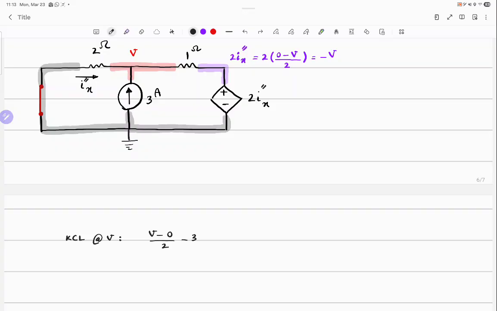And the one going to the right, what's that? Use the red box. The right branch, the current that's leaving the red node to the right. Not minus 0, V minus V minus negative V divided by 1, equal to 0. Do you see the advantage of simplifying on the circuit?